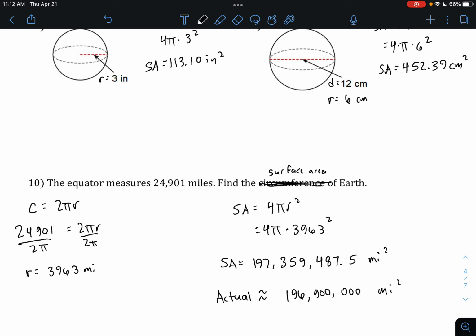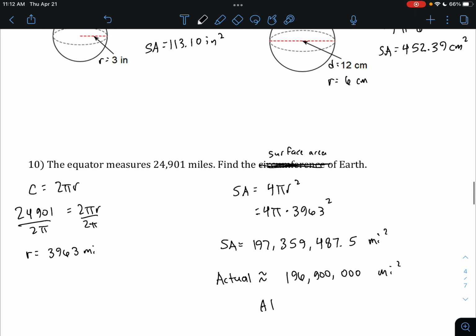Now, it looks like we might have gotten at least a little bit off, but if we calculate the percentage of how close we were, which I've already done, we're about 0.2% off, which is really, really close. So we estimated it using only the information that we were given, the equator, and we were able to find the surface area of the Earth with a pretty high degree of accuracy. So that's our lesson for today.